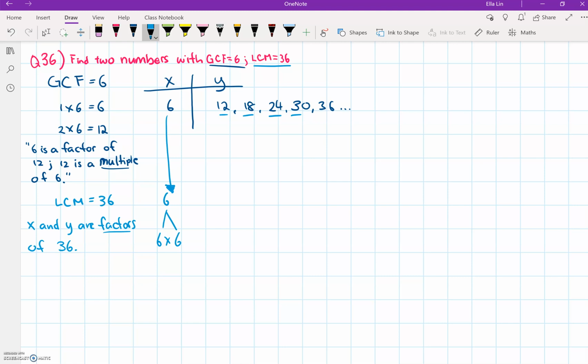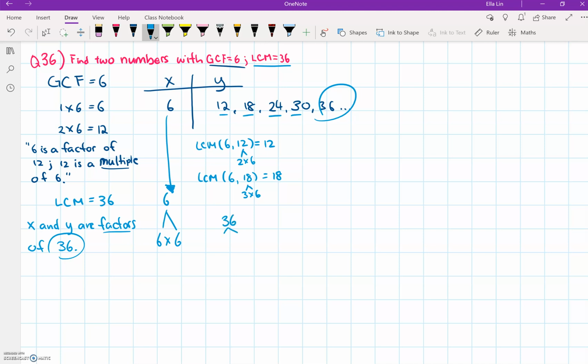No, it couldn't, because if my number was 12, well, the lowest common multiple of 6 and 12 would be 12, because 12 can be 2 times 6. Lowest common multiple of 6 and 18 would be 18, because 6 is also a factor of 18. I have 3 times 6 right here. So I need to find a number that is 36 or bigger. Well, 36 itself is a multiple of 36. So my second number here for y could equal 36.